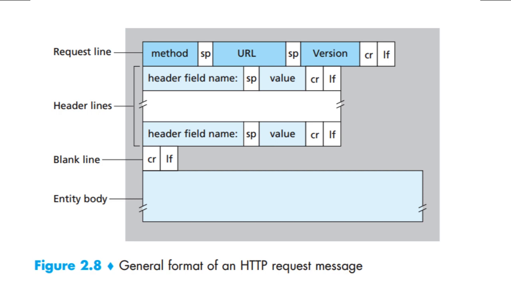Let's see the request line, which has three fields. The first one is the method, the second one is the URL, and the third one is the version. The method is separated by the space character. After that we have the URL, which is separated by the space character, and the third one is the version. After that come the carriage return and line feed characters. Look at the example below. The method used here is the GET method. Then there is a space, and then the HTTP version.